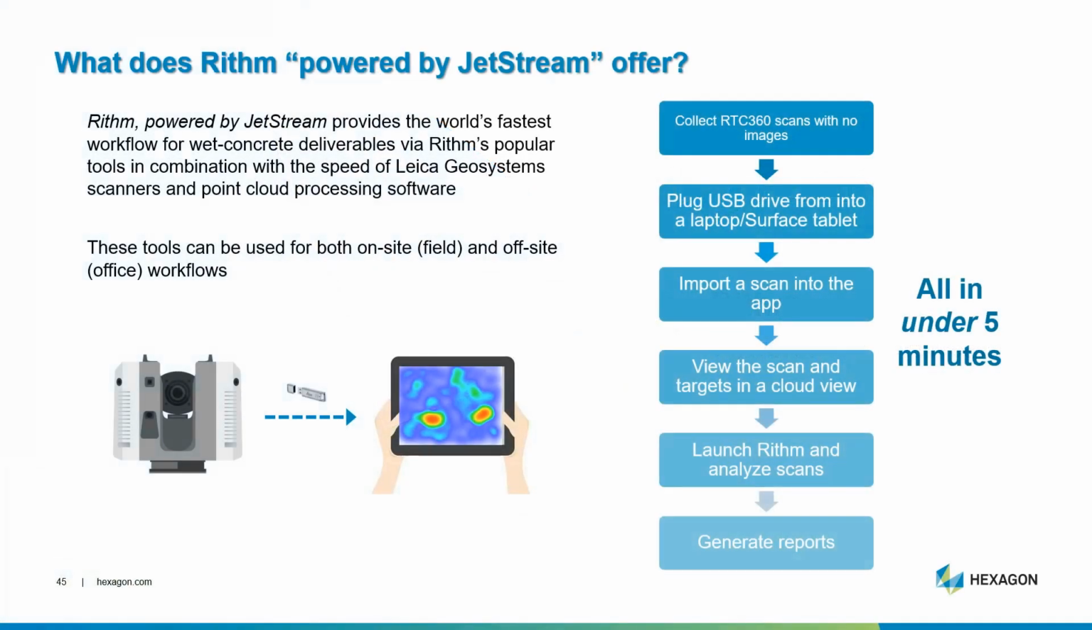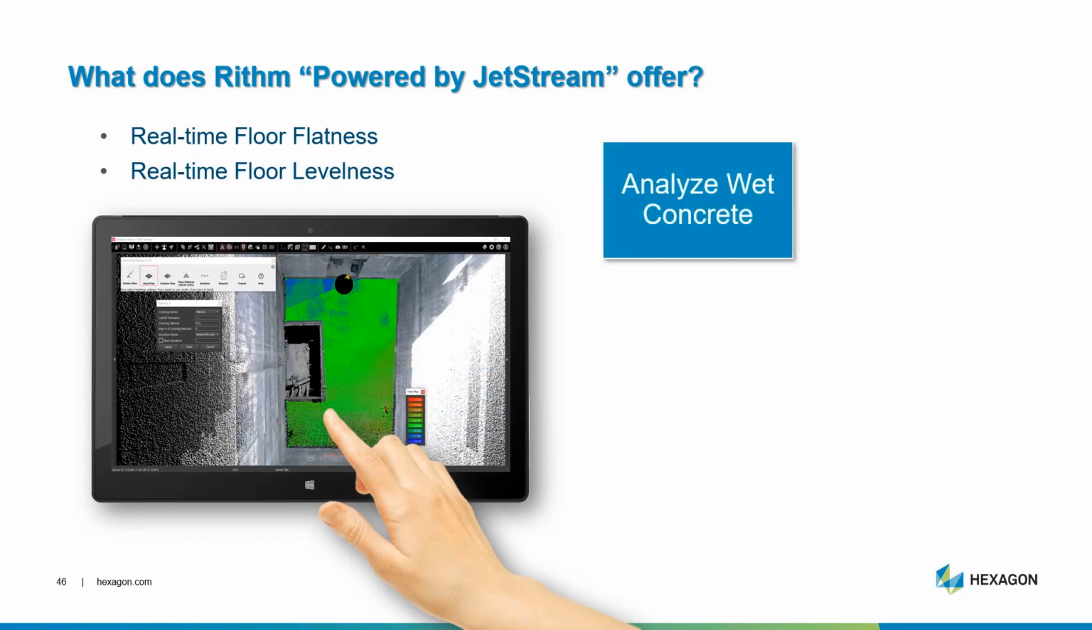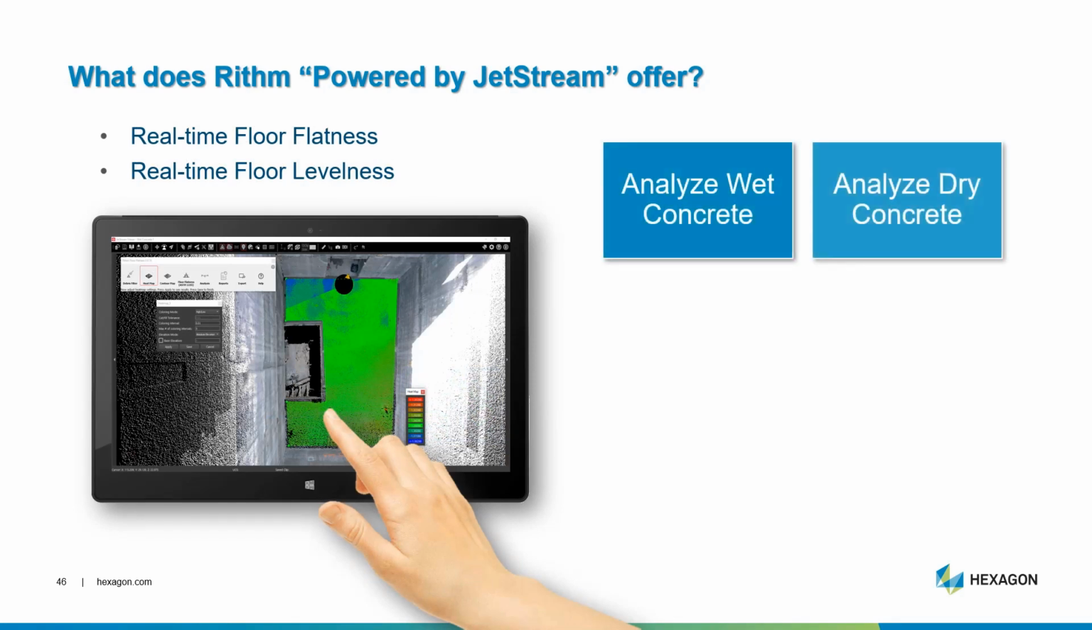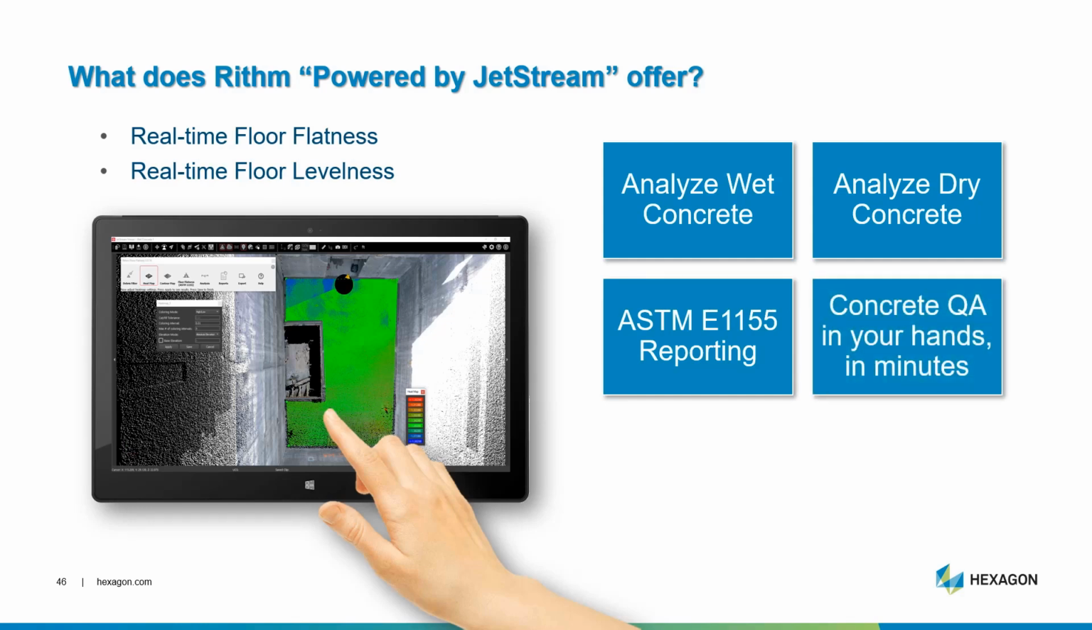So Rhythm is a tablet-based interface that allows you to very quickly take data from the RTC 360, drop it using the USB stick into JetStream Viewer and perform your on-site analysis. In real terms, that's real-time floor flatness and real-time floor levelness, and it's primarily aimed at the concrete market. So you can analyze wet concrete, dry concrete. You've got the full ASTM reporting stack behind.